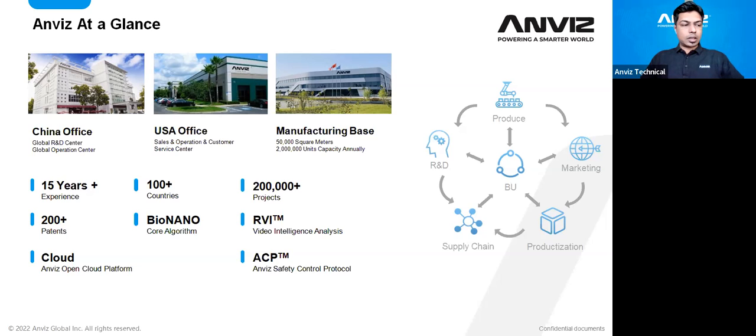The major part of our patents is the Bayesian algorithm, which is our core algorithm for fingerprint, RFID, facial recognition, as well as iris recognition. We also have our RVI, real-time video intelligence analytics. We have a cloud platform, CrossChex Cloud, which is a part of our cloud platform offering, and we cover ACPs as well.